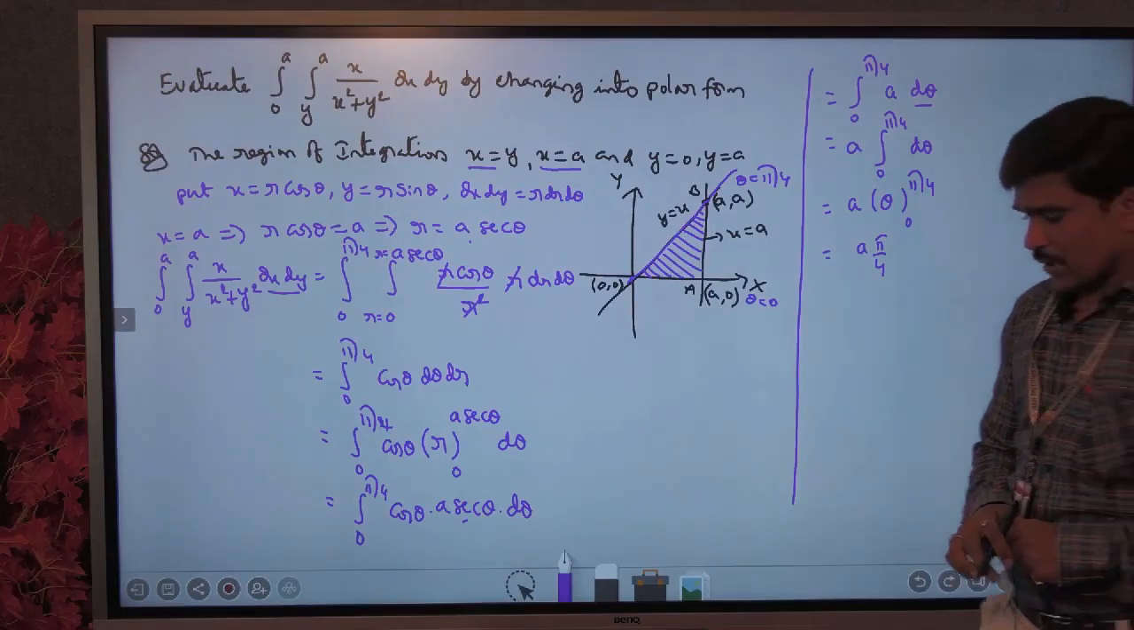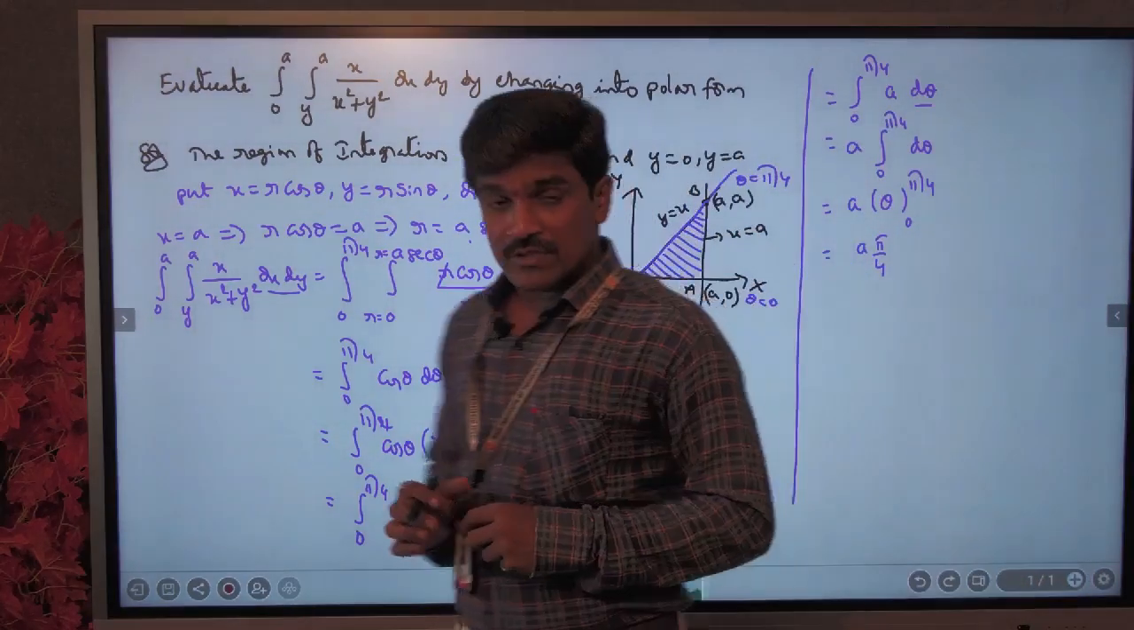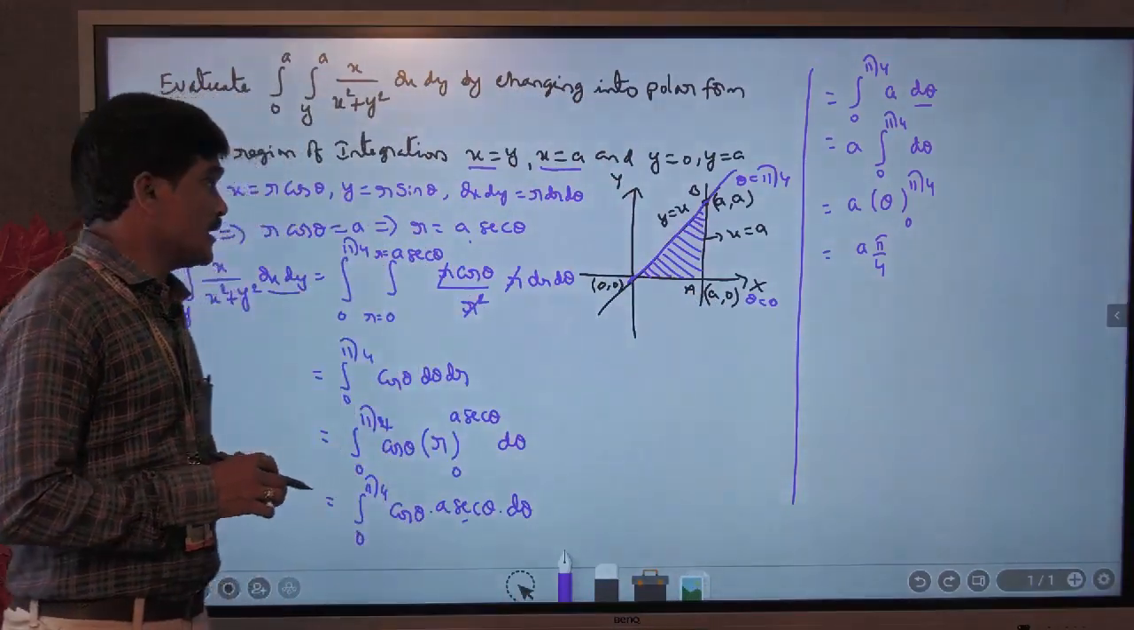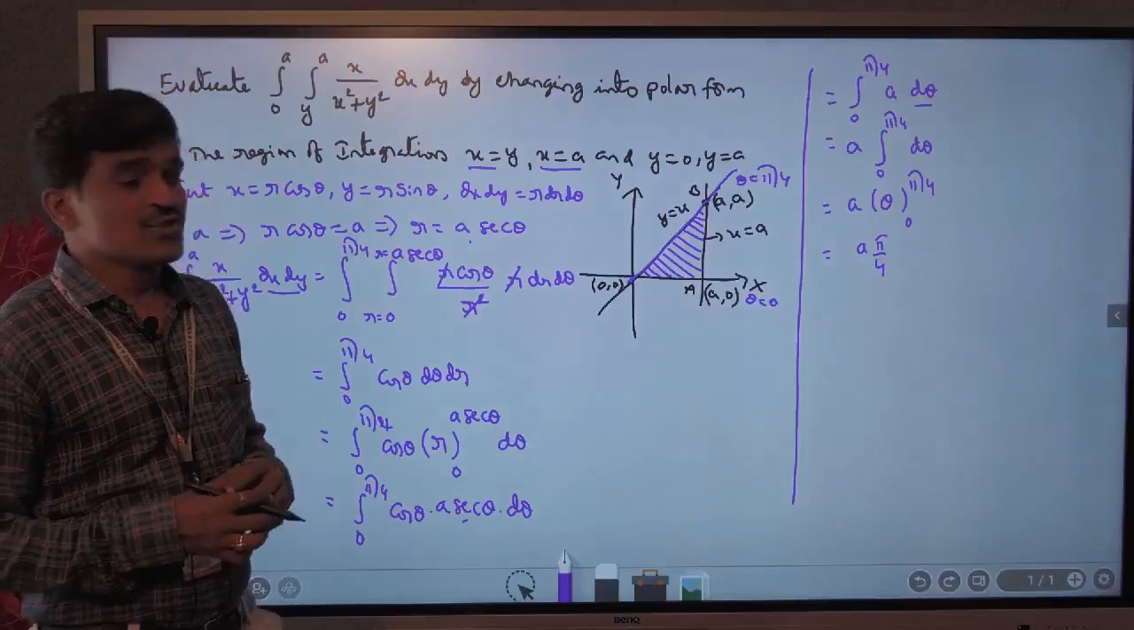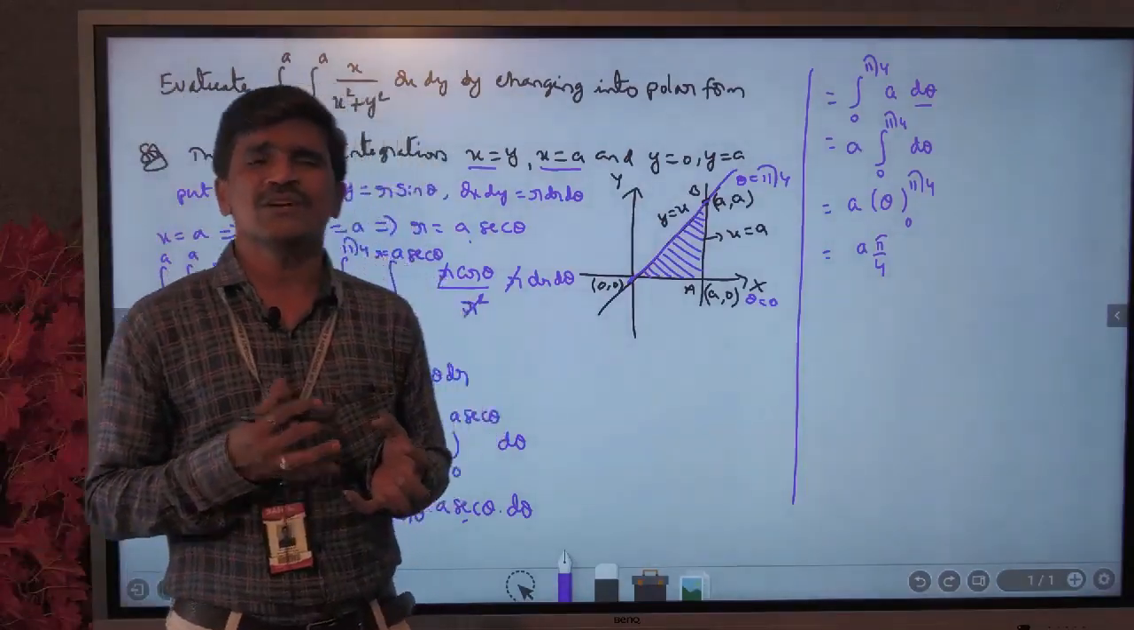So this is the double integration, change of variables in double integration, right? In the next class we will discuss changing the order of integration.